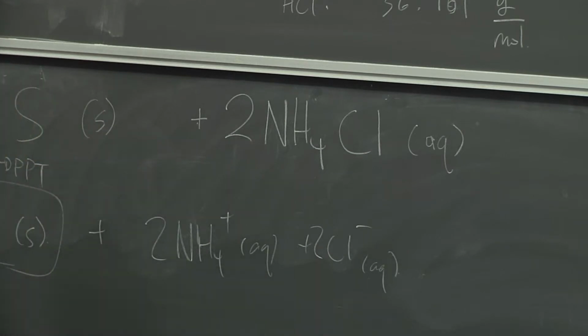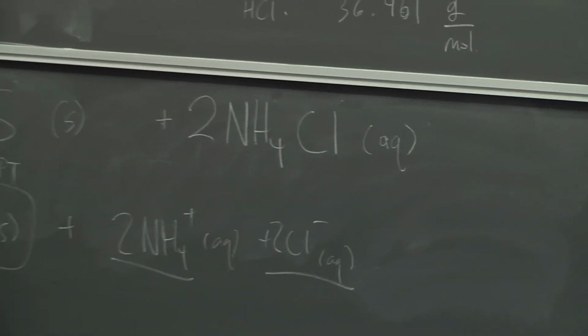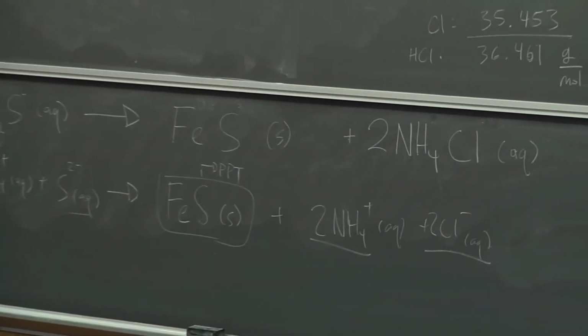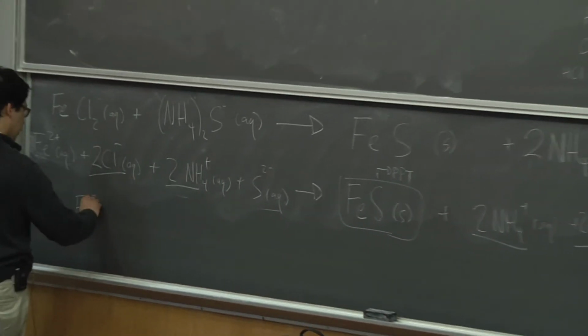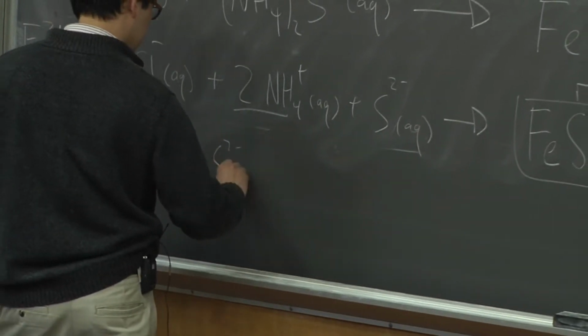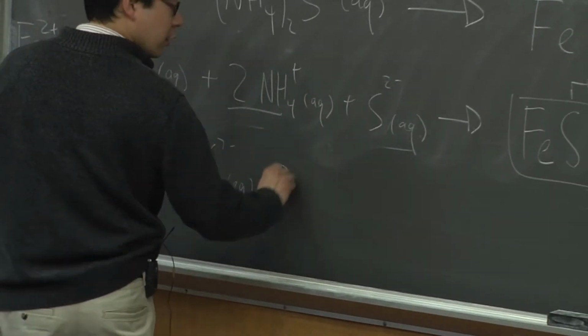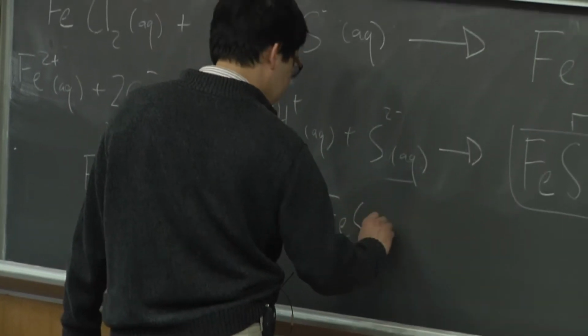So what are our spectator ions? 2Cl and 2 NH4, the NH4Cl. So the net ionic equation is Fe2 plus aqueous plus S2 minus aqueous results in FeS solid.